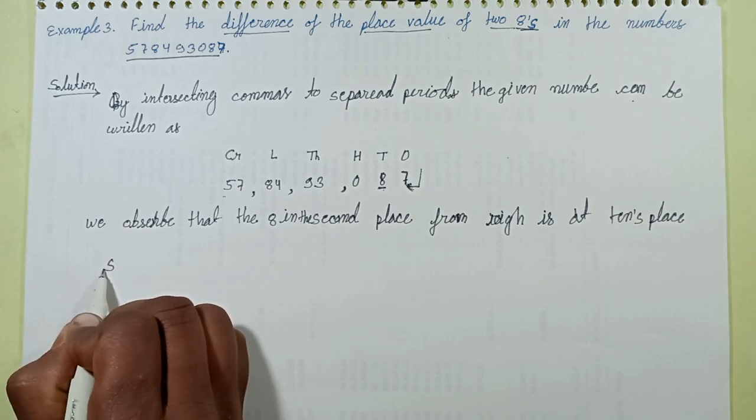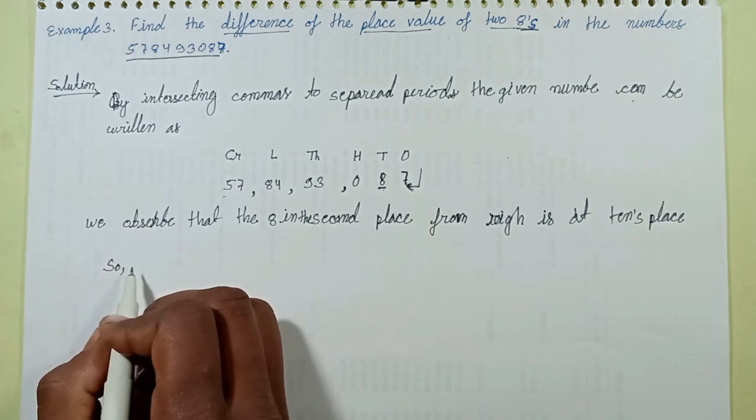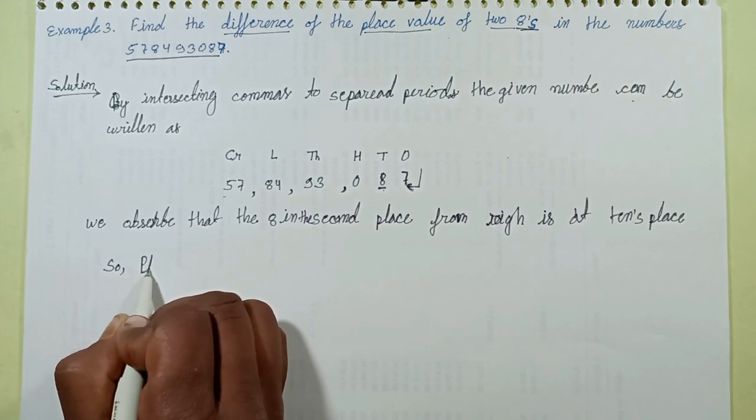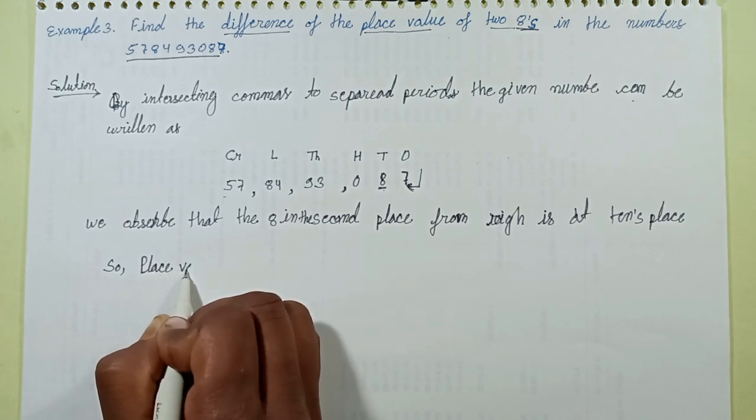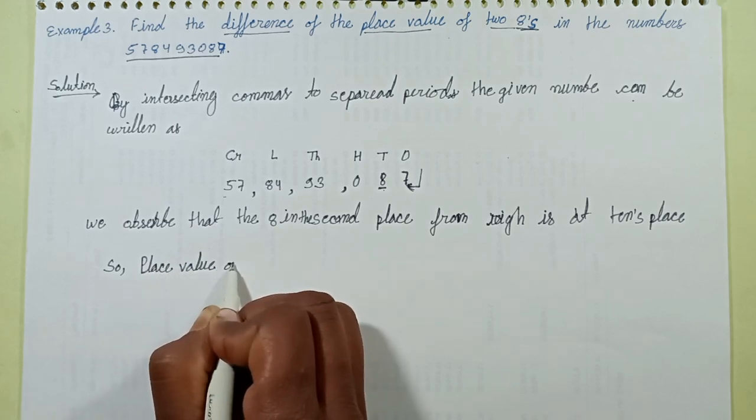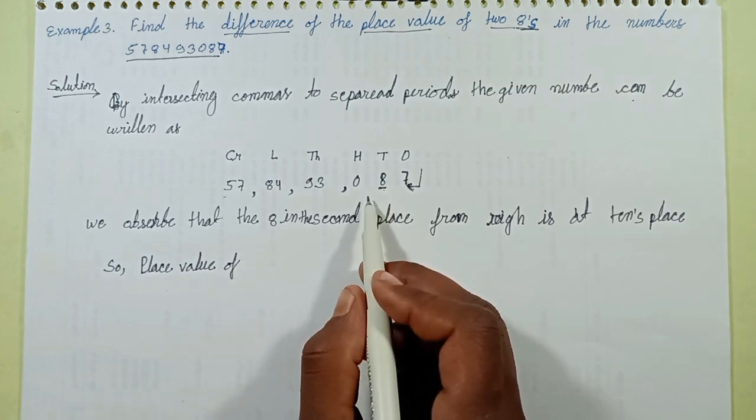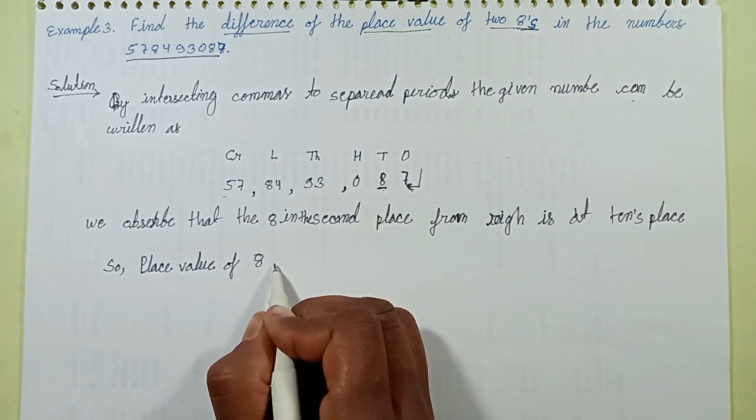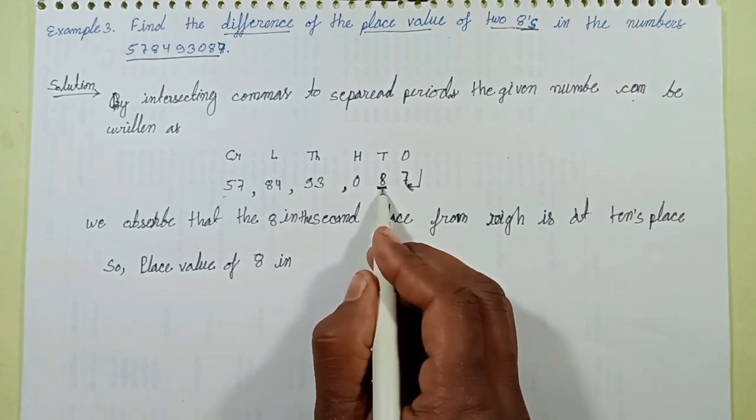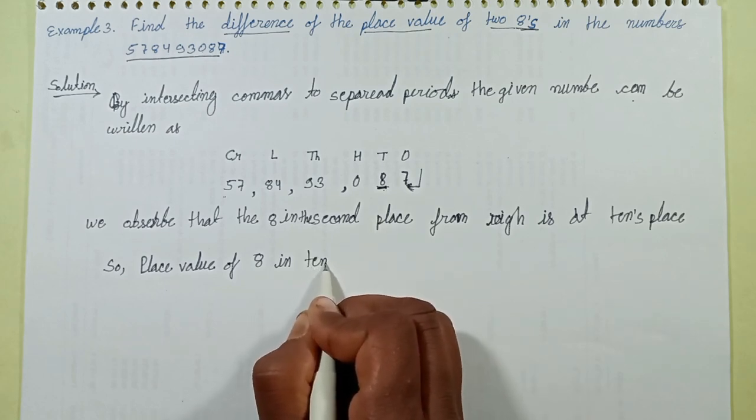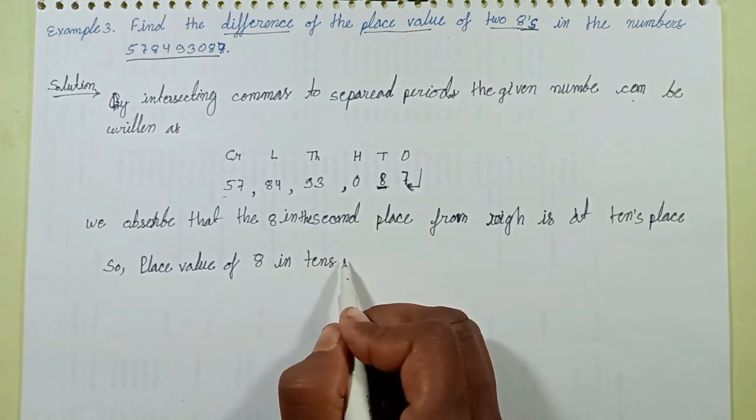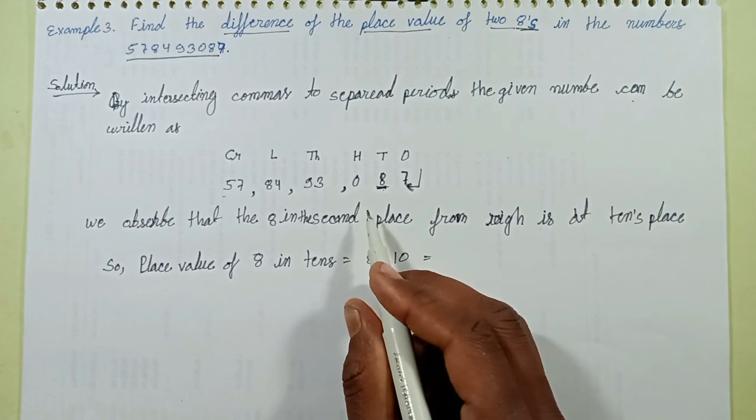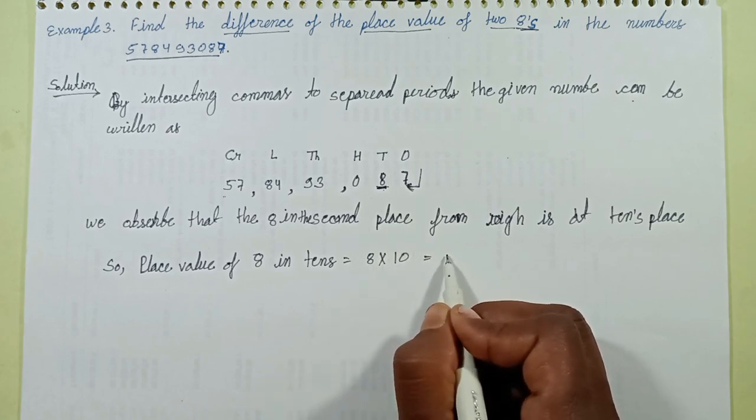So the place value of 8 in the tens place is 8 multiplied by 10, which is 80.